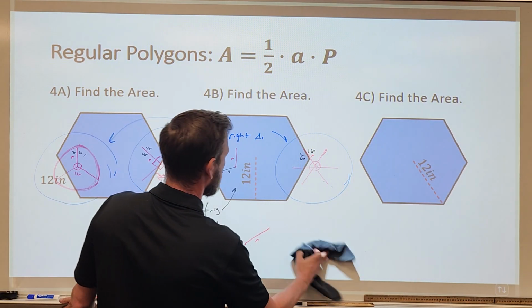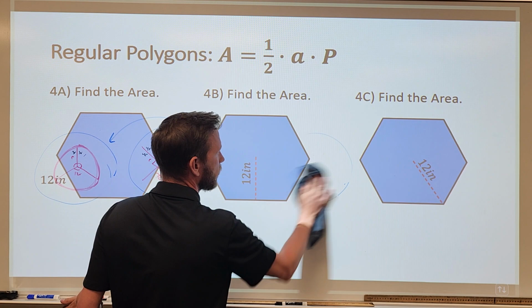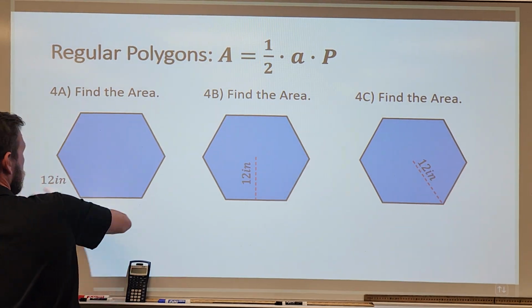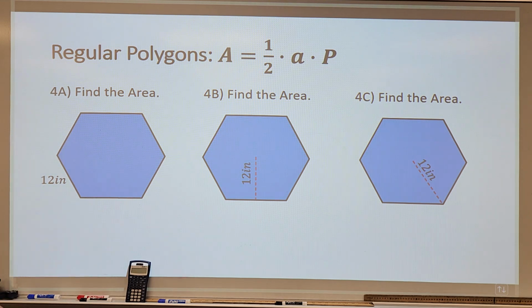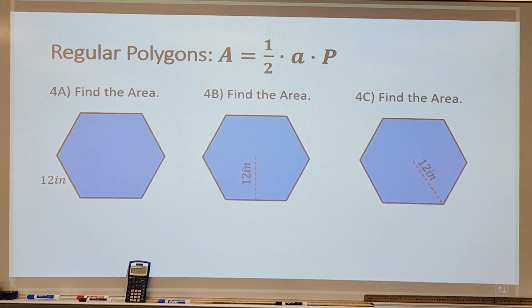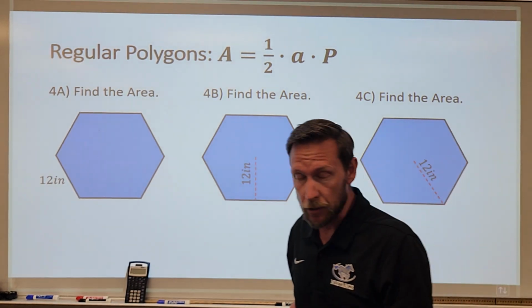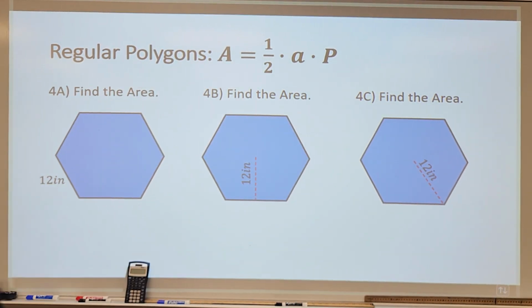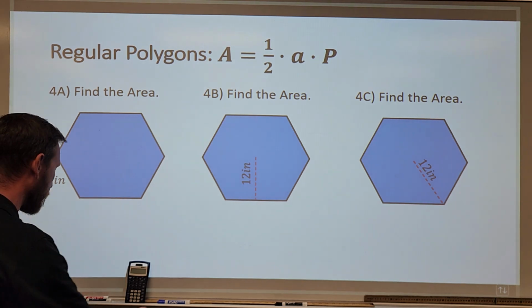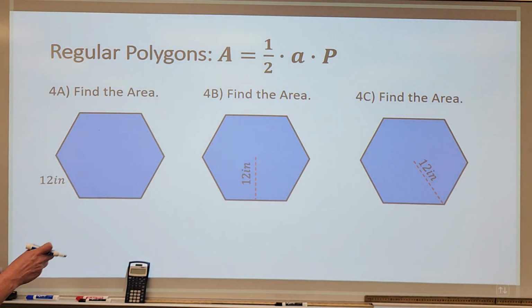All right, so here we have different situations, and I've made different segments 12 units long, or 12 inches long. This is the last bit, and I know it's a long video. All right, but on this, if I give you the side length, or the apothem, or the radius, we should be able to find the area of this regular hexagon. And so different situations, based on what we are given, we want to be able to do that work and we want to do it well.